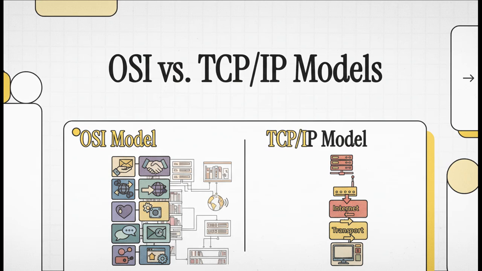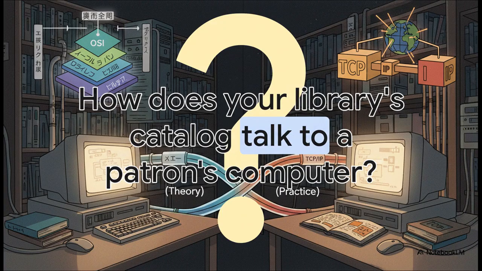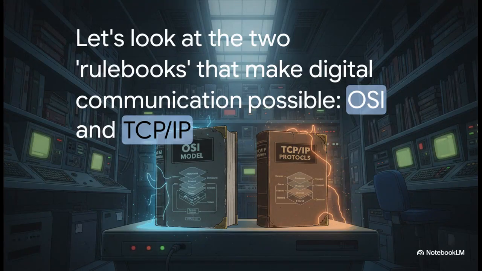So how do your library's digital services actually talk to patrons? Let's break down the models behind it. Well, it all boils down to a set of rules, kind of like a shared language for different computer systems. Okay, so we've got two main rulebooks for this, OSI and TCP/IP. Let's start with the first one.